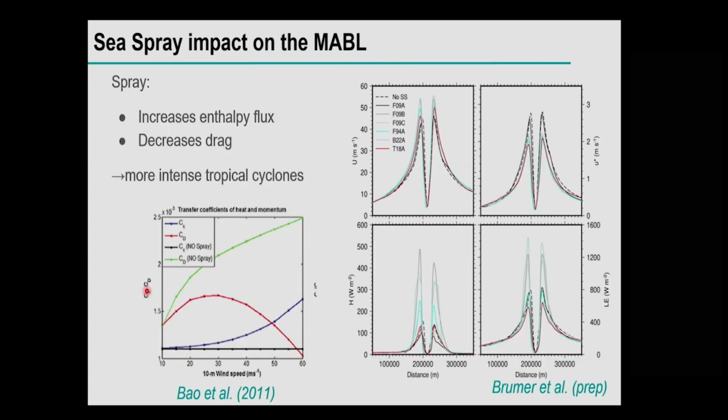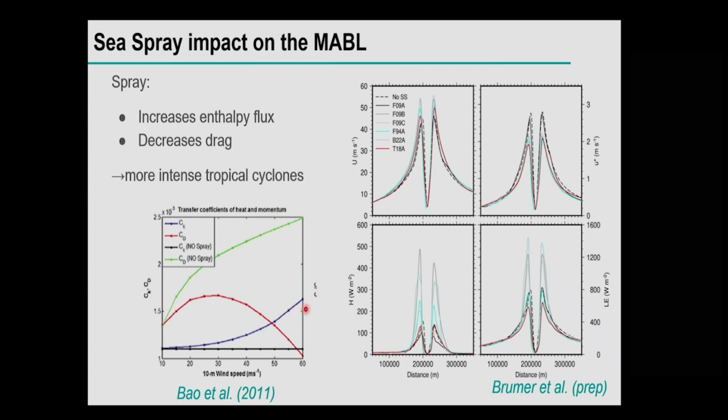So just to quickly illustrate this, I took some results from this paper by Bao et al. in 2011, which shows the drag coefficient and the enthalpy transfer coefficient. So there are two curves for each. Without spray, here for the drag, which keeps increasing. With spray, he managed to decrease it. And here for the enthalpy, with spray, we increase the enthalpy.